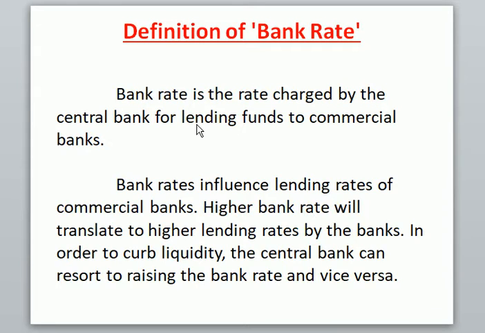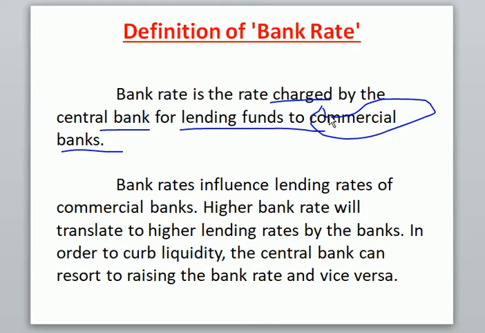So let us see what a bank rate is. Remember, with the term itself you have to understand that it is something related to the banking sector. Bank rate is the rate charged by the central bank, which is the RBI, for lending funds to commercial banks. Those who operate for profit are called commercial banks. The banks which operate with the profit motive are called commercial banks. The banks which don't operate with the motive of earning profits are called non-commercial banks.